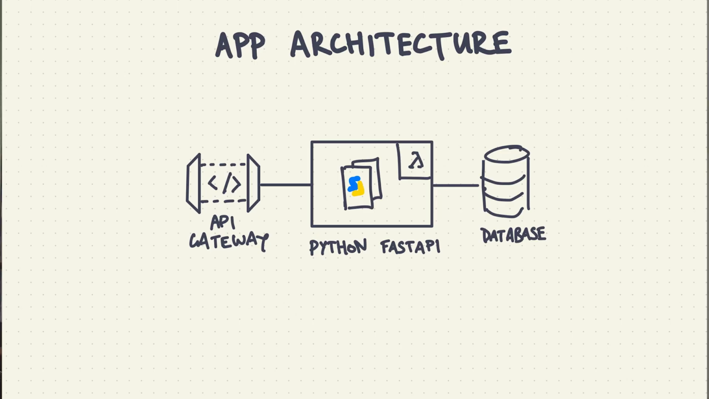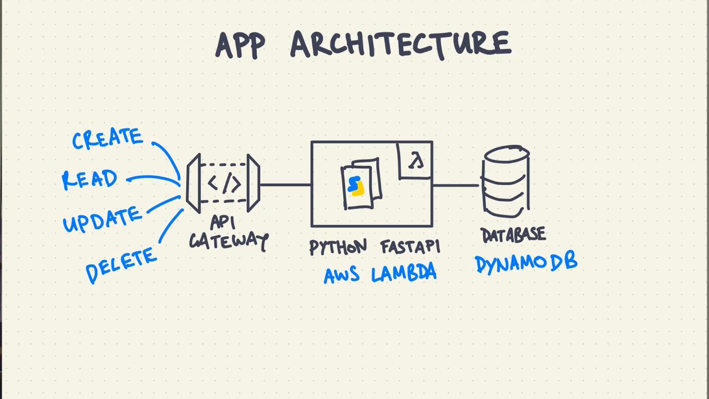Let's take a look at the architecture. We're going to build this as a backend REST API using FastAPI as our framework. All of this will be running on the cloud on AWS. We'll deploy our function on AWS Lambda, and the data will be saved into a serverless database, DynamoDB.